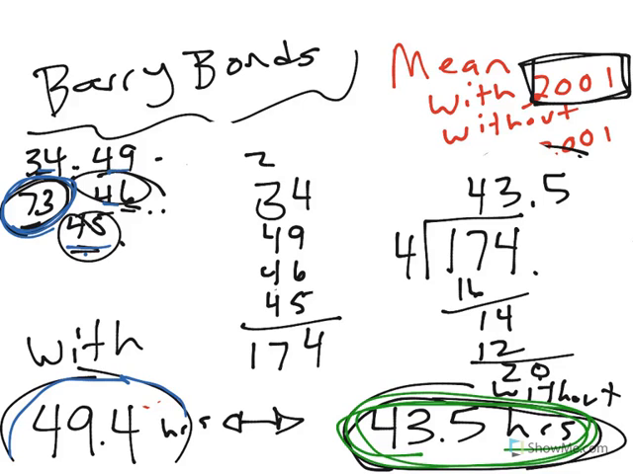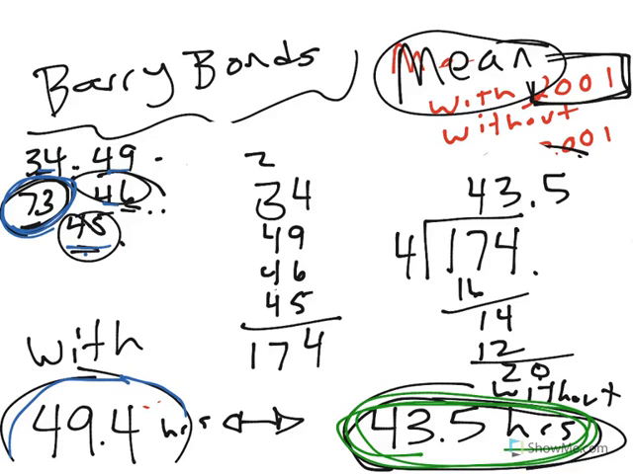So think about that when you're doing these problems. Think about, is there an outlier in this? And if there is an outlier, is your mean more accurate with or without? Usually it's more accurate without, but sometimes you might want to consider it.